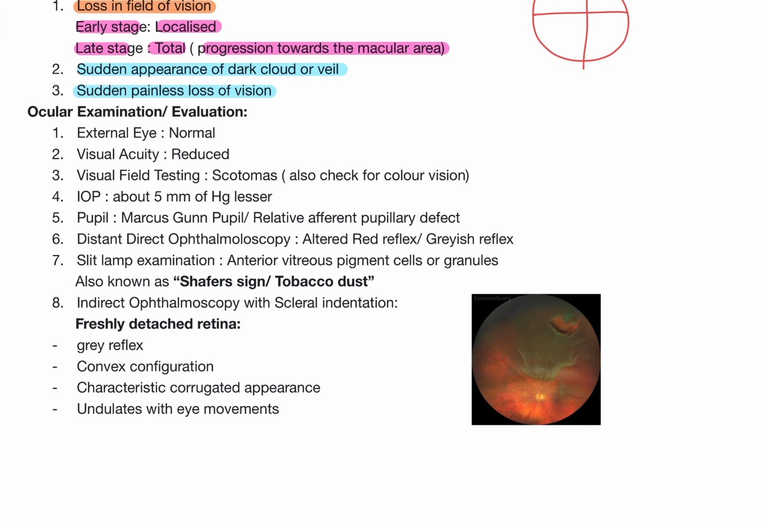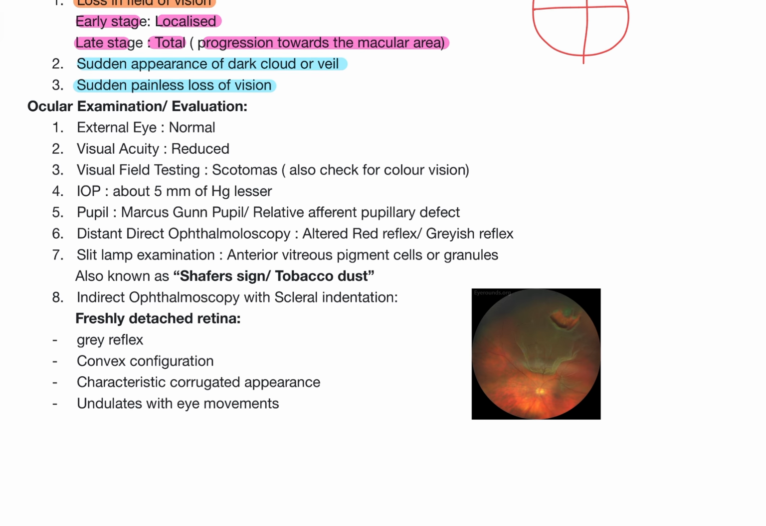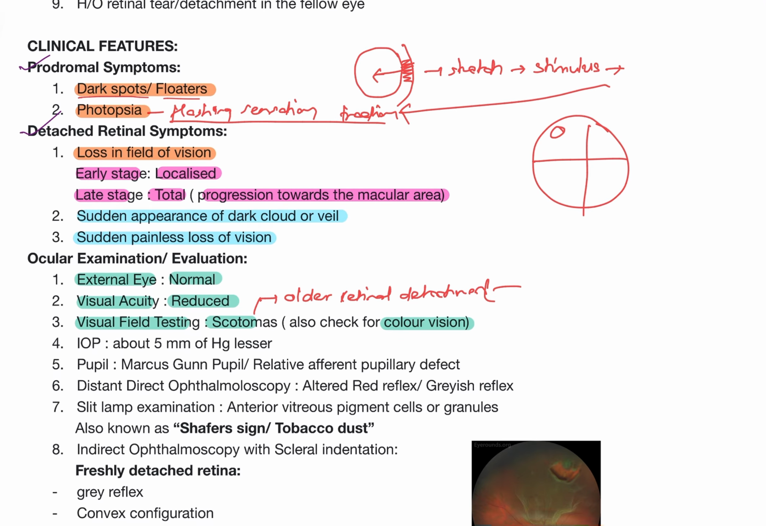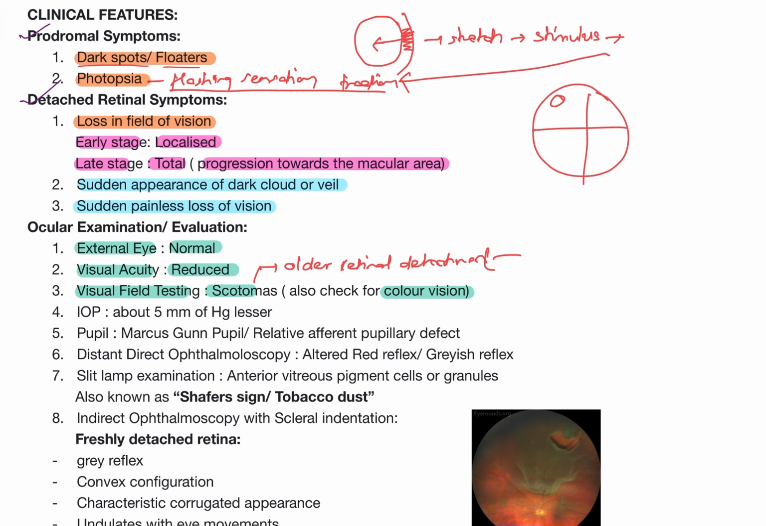Okay, coming to the ocular examination. When you examine the external eye, it will be obviously normal. Visual acuity will definitely be reduced. Visual field testing will reveal scotomas. While you are checking for scotomas, you also need to check for color vision. Usually when the patient is having scotoma, that indicates an older retinal detachment. That is what you need to remember. You have seen before, the loss in the field of vision in the symptoms. Early stage it is localized. As it progresses towards your macula, it increases. The same way scotoma will be there.